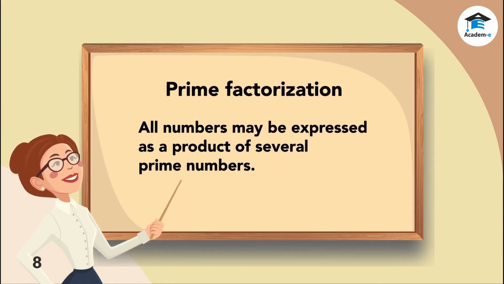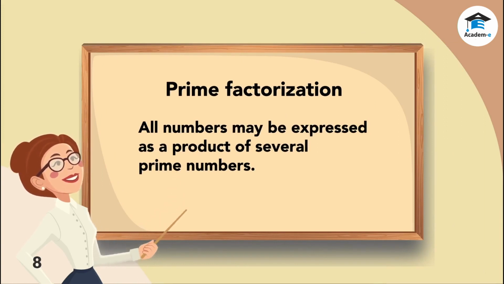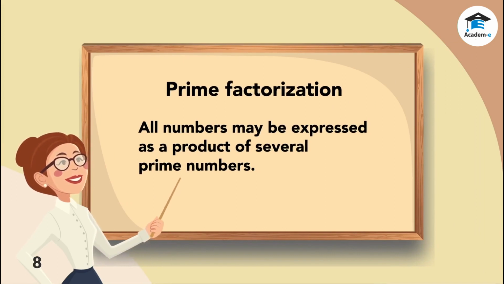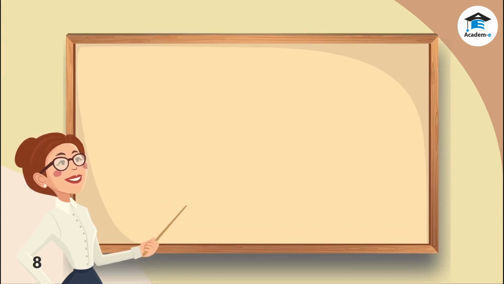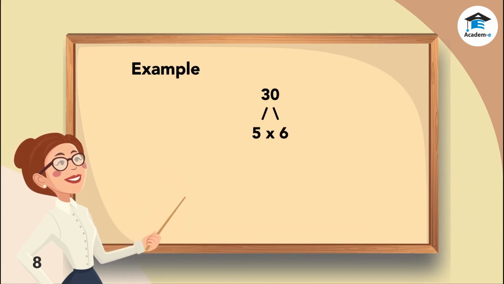Let's now discuss prime factorization. All numbers may be expressed as a product of several prime numbers. Let's do an example to explain this. Given the number 30, let's find its prime factorization. Start with writing down this multiplication whose answer is 30.